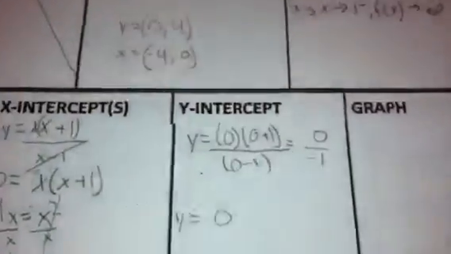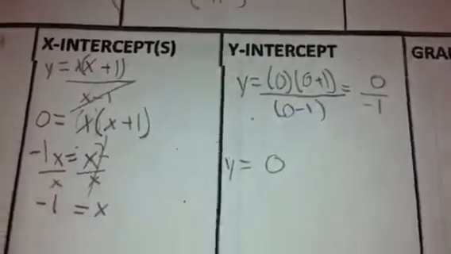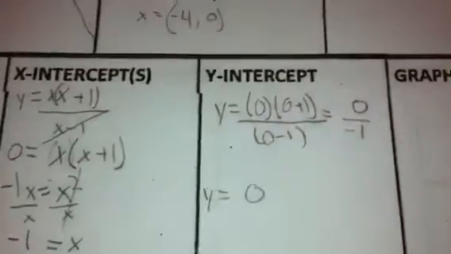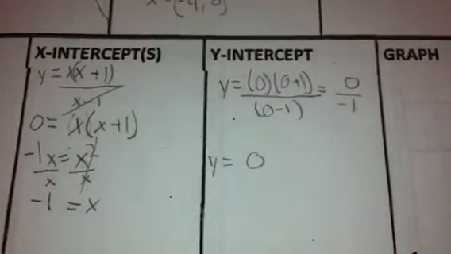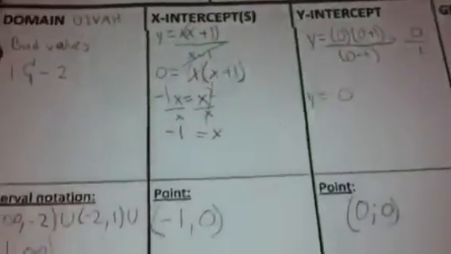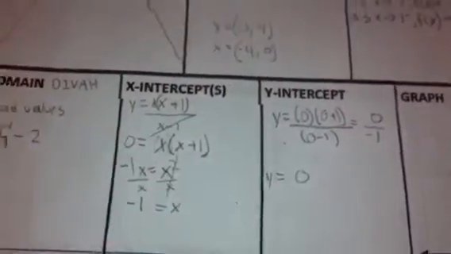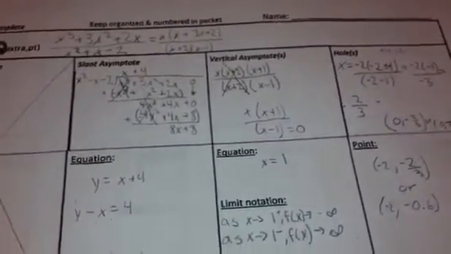For our y-intercept, we plug in 0 for the x's, and we're left with 0 over -1, so that means that y = 0. Our points are the x-intercept (-1, 0) and the y-intercept (0, 0). Now remember that when you plug these in, you have to plug into the simplified equation because you have a hole, so you have to use the simplified one.